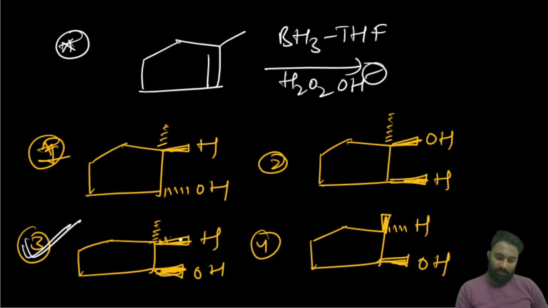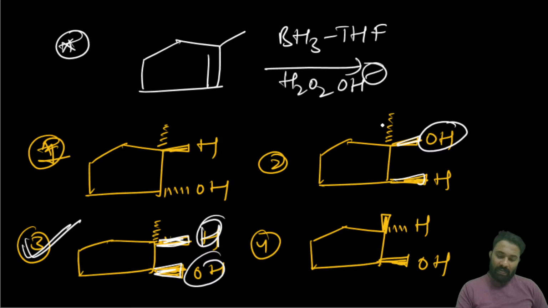Because here both should be at the syn position, or syn addition. But here also both are at the syn position, but here the OH is added following the Markovnikov rule. It should undergo the anti-Markovnikov rule, right? So this is wrong. Only 3 is correct.